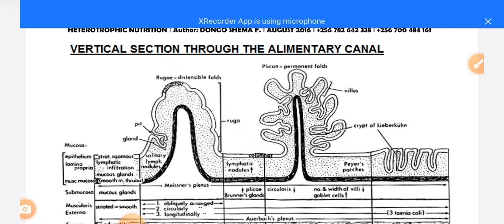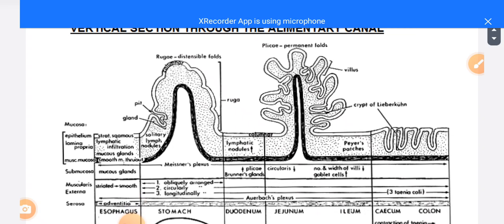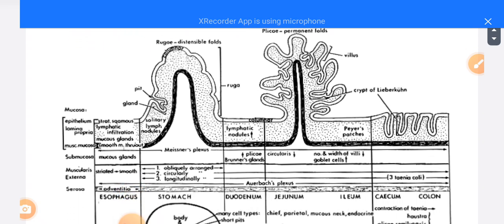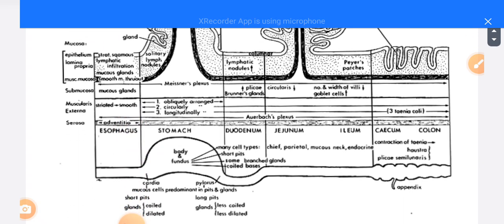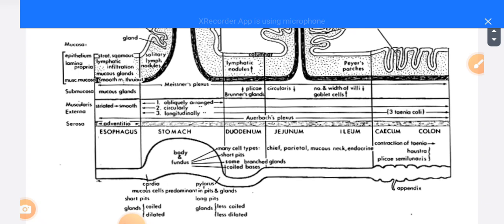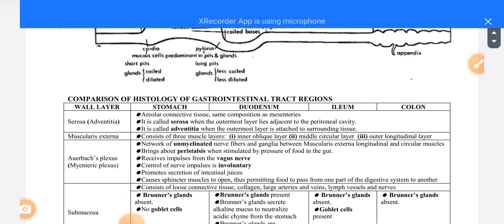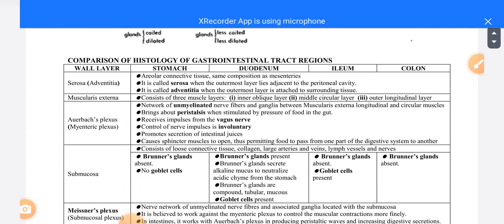Please, I said you can pause a bit and look at these structures properly. Those are the structures. Now this one is the vertical section through the alimentary canal, the way you can see there. We shall look at those, so you can see them there. I will not spend much time on those structures. So I am going to begin the comparison of the histology of the gastrointestinal tract regions.